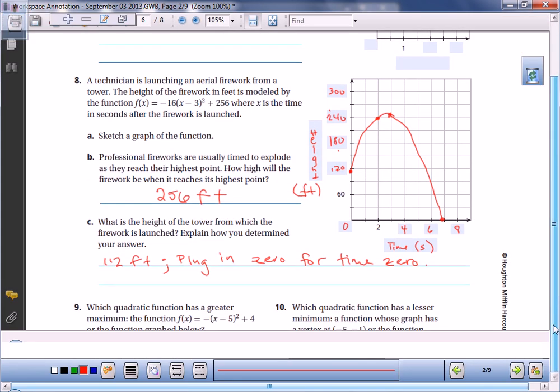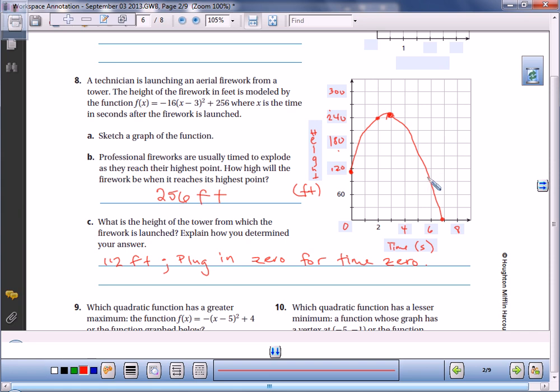Okay, let's take a look at our homework and talk about how we got this graph. The way I got the graph was I said, okay, the vertex is the opposite of this. This stays the same. So my vertex is going to be at (3, 256). Now I'm just kind of estimating where 256 would be. And then what I did was I plugged in 0 for x. I got out 112. So we know it's about 112 here.